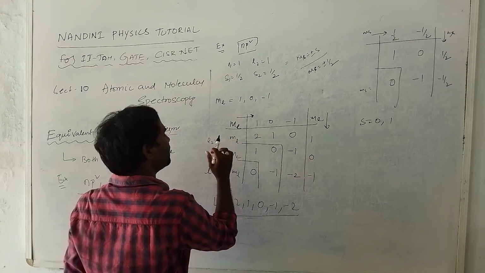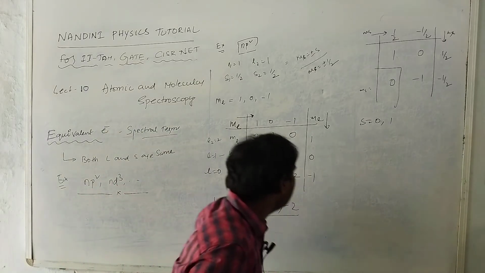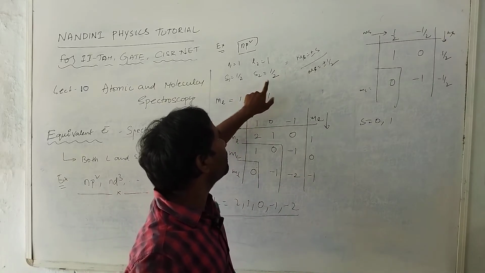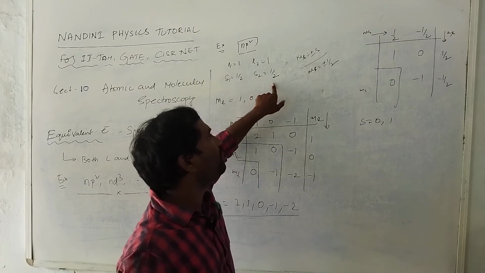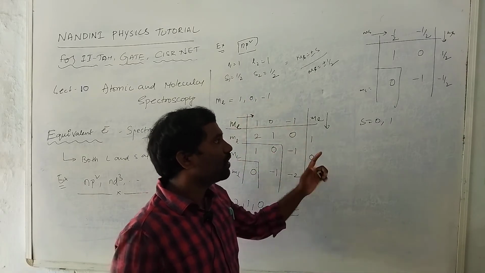So, this represents L equal to the second state. So, this is the way of finding total L number. Similarly, S is nothing but plus or minus half. Therefore, plus half minus half will give only 0 and 1 values. Okay, so 0 and 1 values.